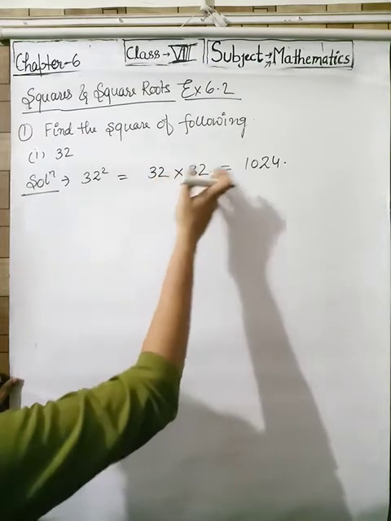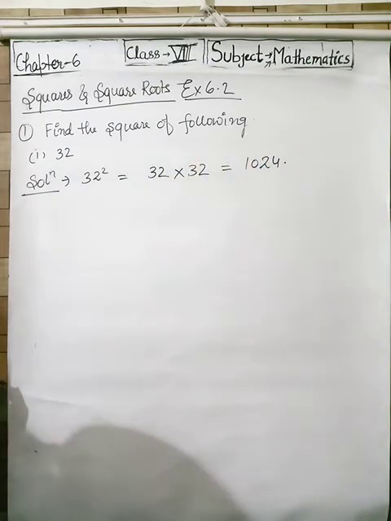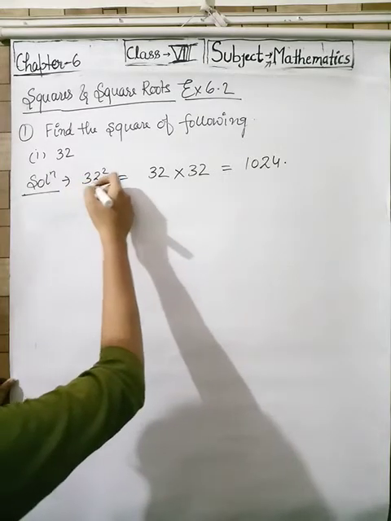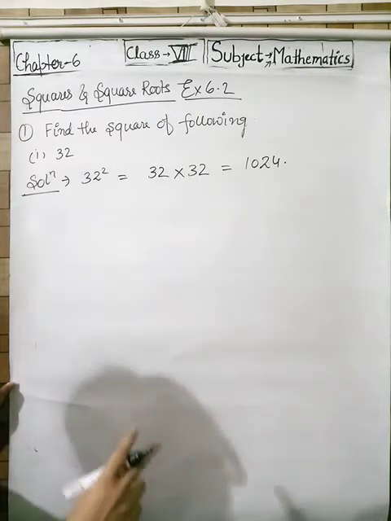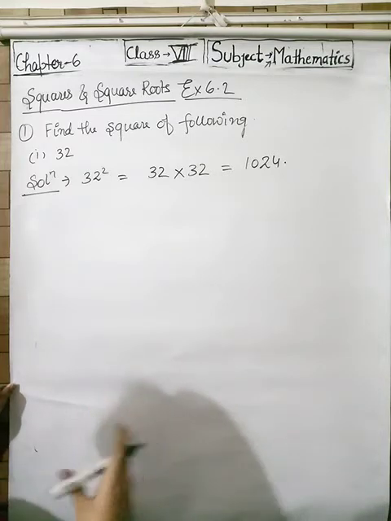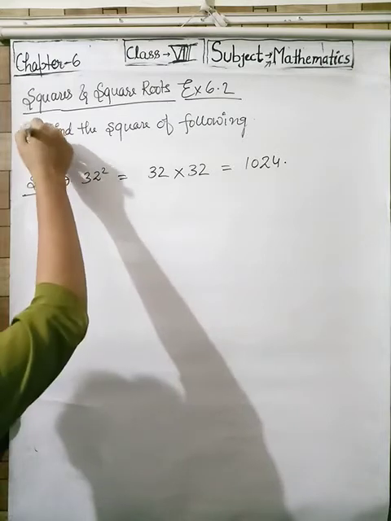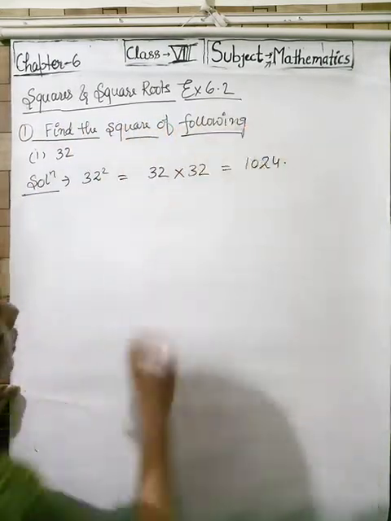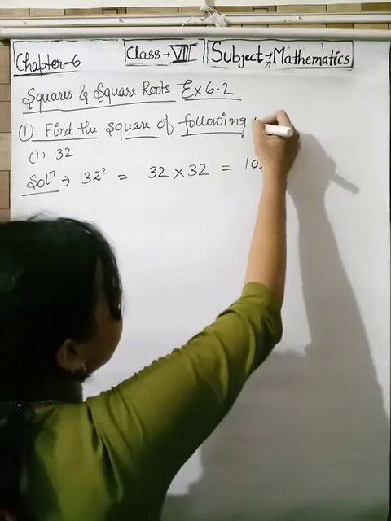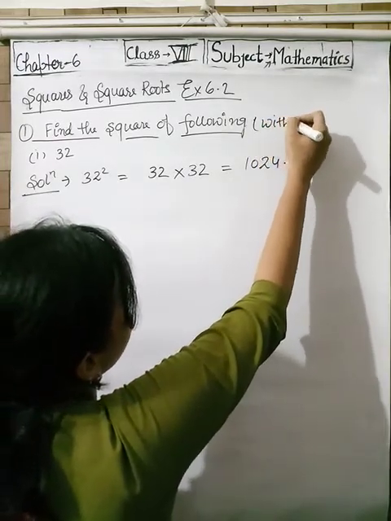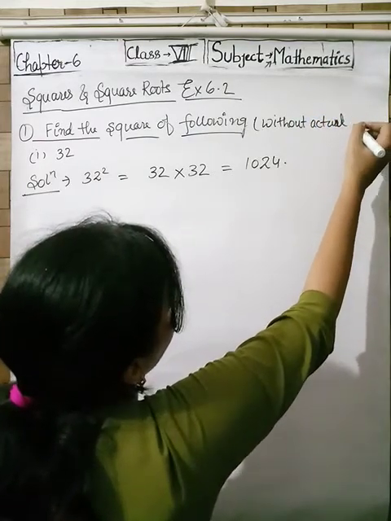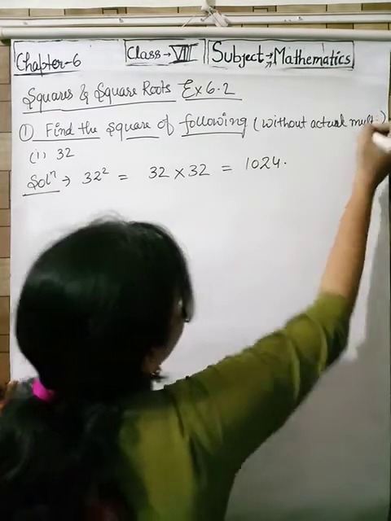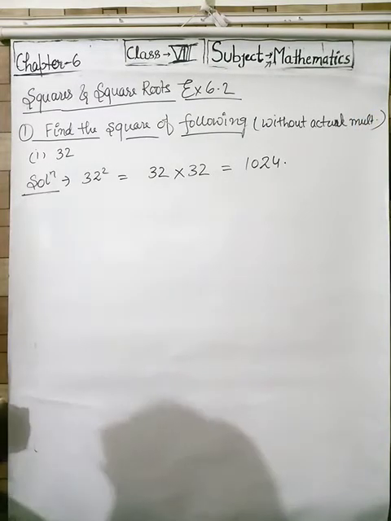We will multiply 32 into 32 and we will get 1024. But this method should be used whenever you need to find the square of a number during any calculation. If you are doing some calculation and you need to find a square. But if the question itself is find the square of the following, and it is added that without actual multiplication, then what will you do?